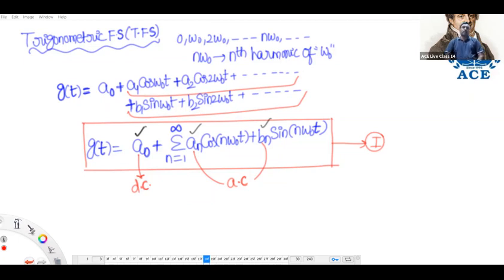Our target here is finding out the three coefficients: A naught, A n, B n.